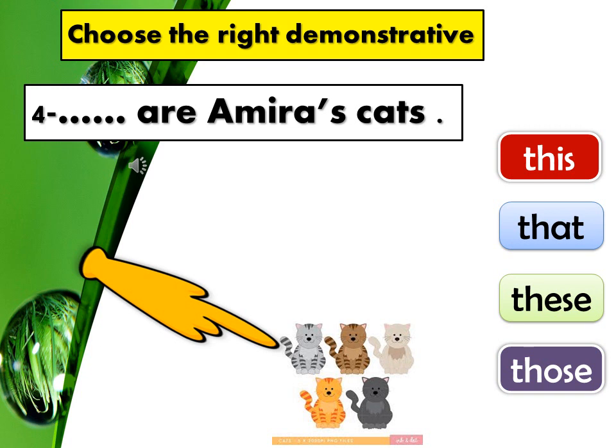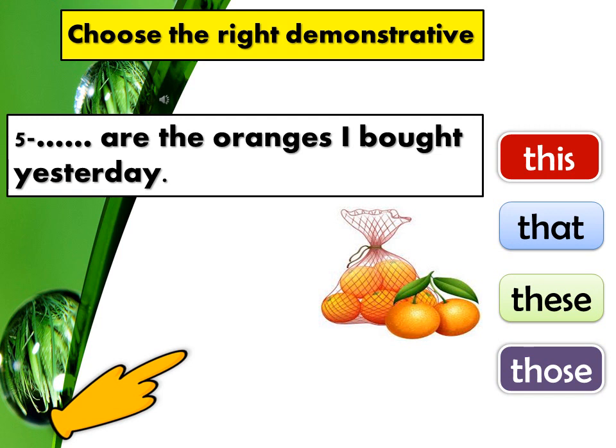Example number 4: blank are Amira's cats. So here we have cats. It's plural. So الاحتمال الوحيد اللي غيكون عندنا إما these ولا those. إلا كانوا قرب منا يعني هما كيبانو قرب من اليد دونك غنستعملو these. So these are Amira's cats. Next one, example number 5: blank are the oranges I bought yesterday. Here we have plural. دونك الاحتمال الأقرب هما these and those. واش قرب هاد oranges من اليد؟ No, they are far. So we're going to say those. So those are the oranges I bought yesterday.